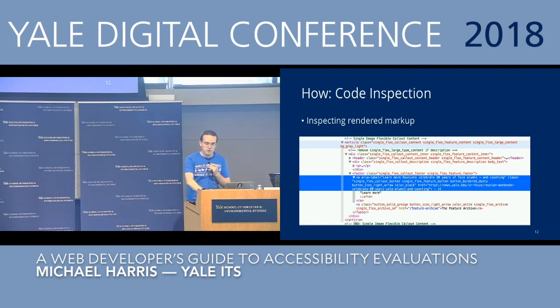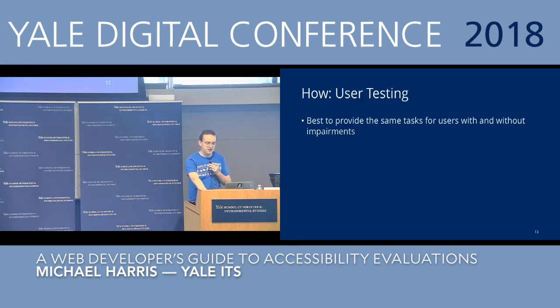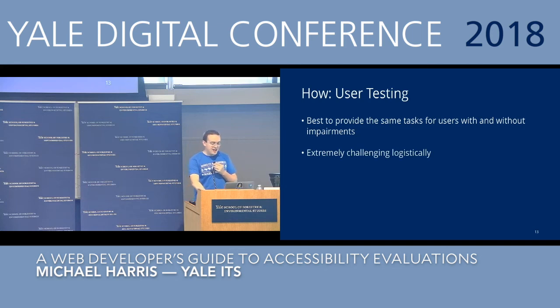And then the fourth most common way of testing is user testing. So you grab users. It's best to use the same tasks that you would use in your normal user testing. User testing with people with disabilities is not about asking them to find the things that don't work. It's about asking them to go through the same tasks that any user would go through and then seeing what happens.